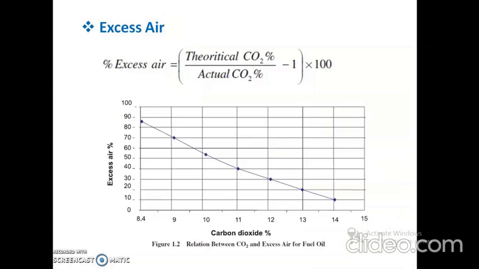Next, excess air. We all know that the theoretical air required for combustion can be calculated from the combustion reaction, but for actual combustion, to ensure complete combustion inside the boiler furnace, you must supply some excess air. That excess air calculation you can do with the help of this equation, which is theoretical CO2 percentage upon actual CO2 percentage in your exhaust gas. So by observing the carbon dioxide percentage in the exhaust, you can find out the percentage of excess air.